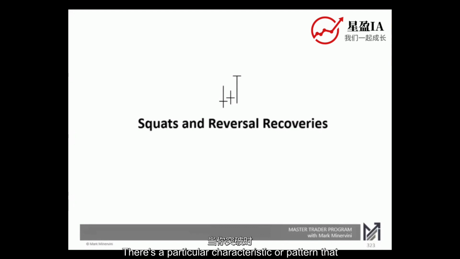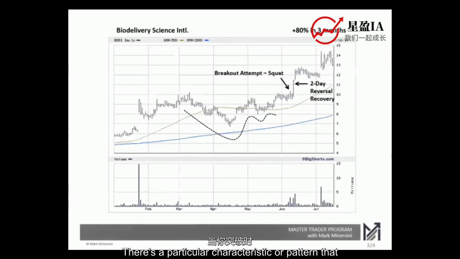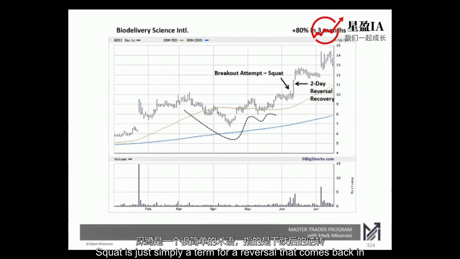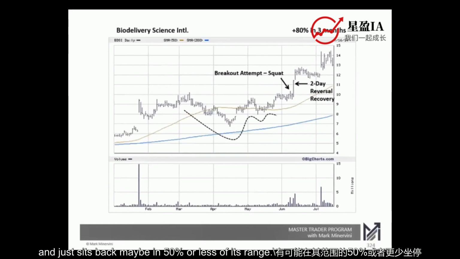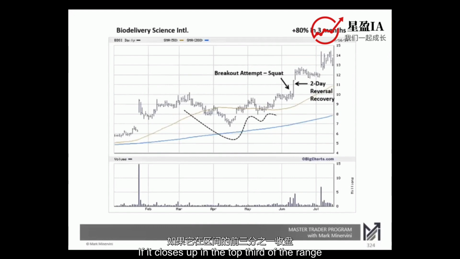There's a particular characteristic or pattern that happens sometimes when you break out and you squat. Squat is simply a term for a reversal that comes back in and just sits back in maybe 50% or less of its range. If it closes up in the top third of the range or up by the highs, that wouldn't be a squat, of course. But if it comes back in and closes generally 50% of the range or less, that would be thought of as a reversal and a squat if it was on a breakout.